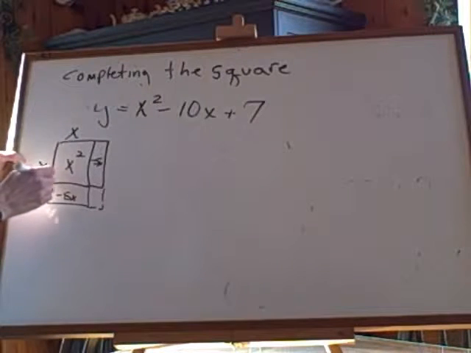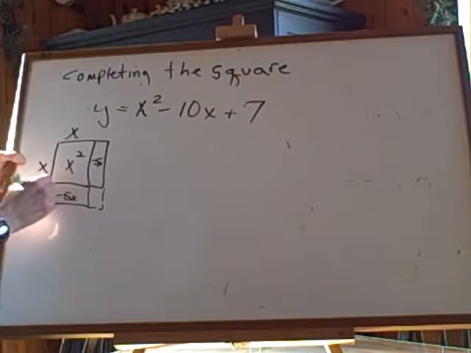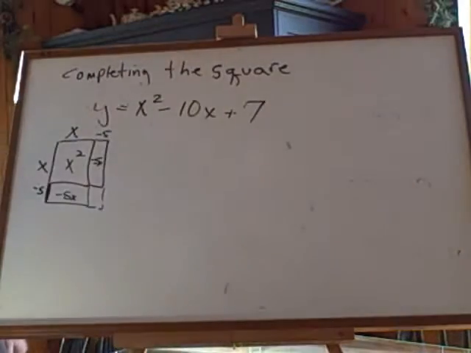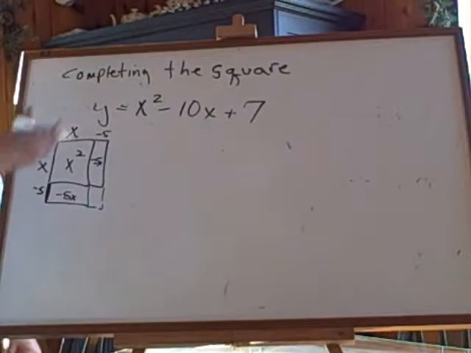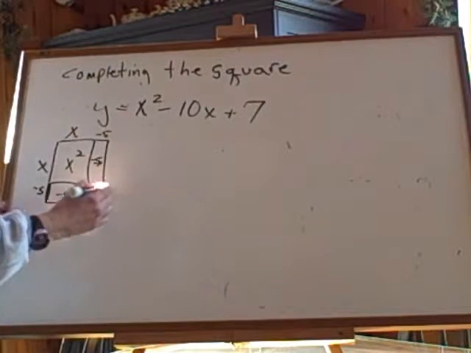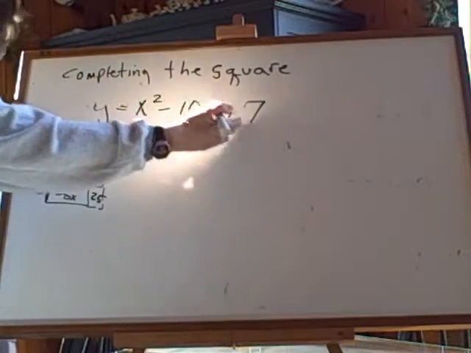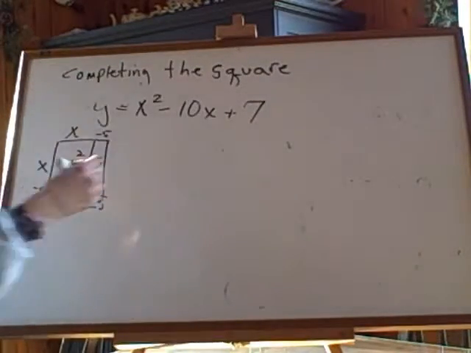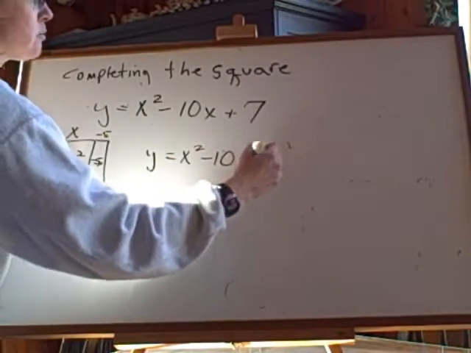Now, it's kind of funny to think of this length as being negative 5, but we're just going to think of it that way. So that's where it kind of breaks down. It's not fully realistic, but it's close. Now, what is negative 5 times negative 5? 25. So that's going to be what goes down here. Now, is this a 25? No, but we know how to handle that, right? So y equals x squared minus 10x plus 25.